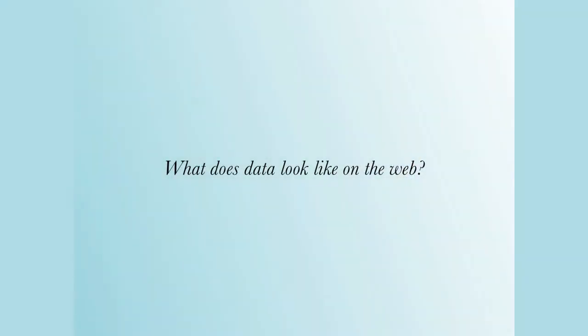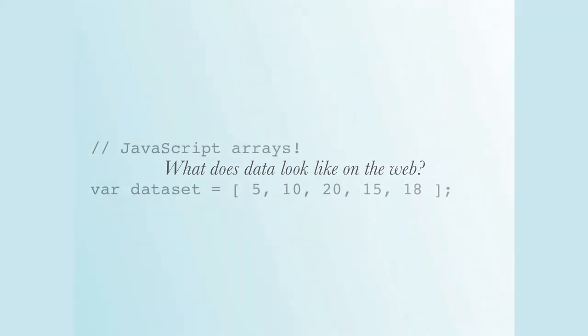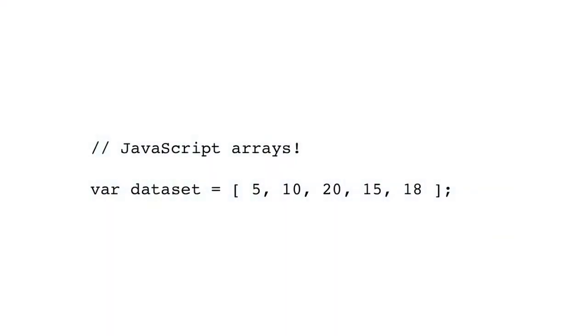So we want to get data onto a web page. What does data look like on the web? Looks like JavaScript arrays, which look like this.